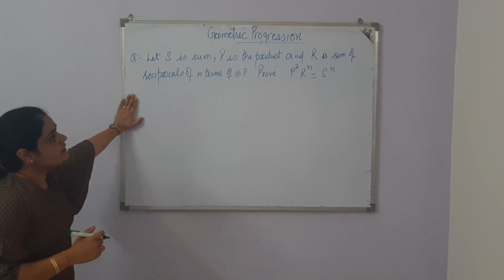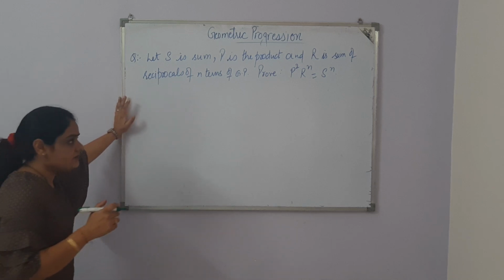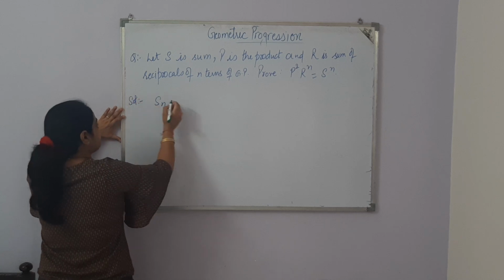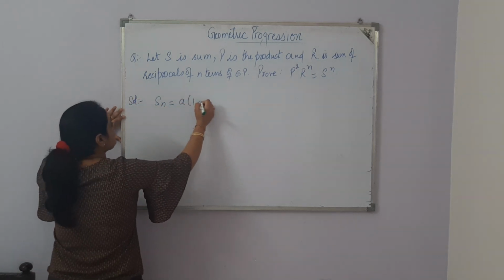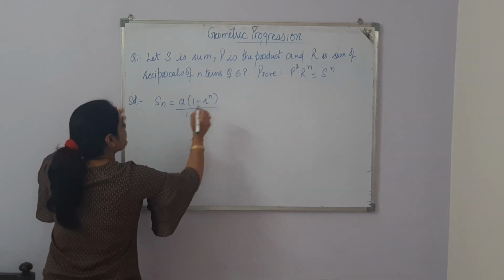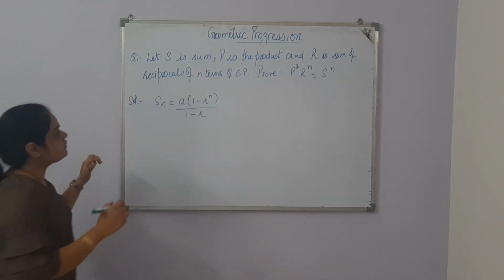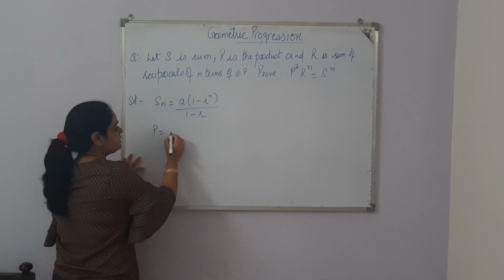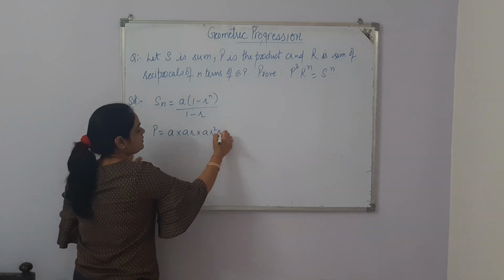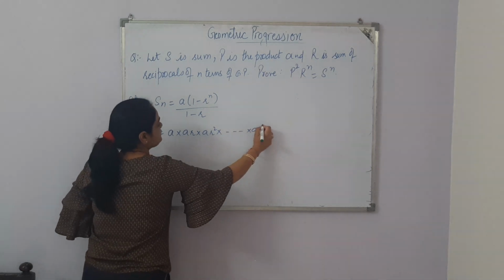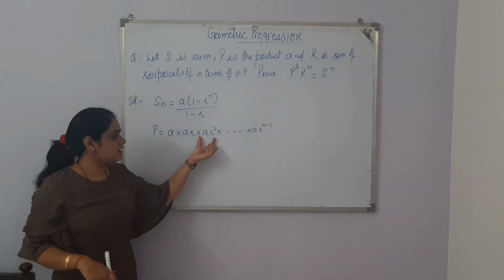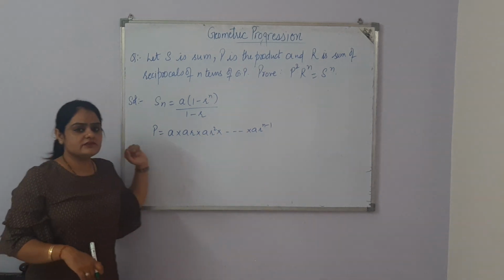S is the sum of the first n terms. We can calculate it by applying the formula: Sn is equal to a into 1 minus r raised to the power n upon 1 minus r. Now, P is the product of the first n terms of the GP. It is a into ar into ar square, up to ar raised to the power n minus 1. First term is a, second term is ar, third term is ar square, and up to the nth term, which is ar raised to the power n minus 1.